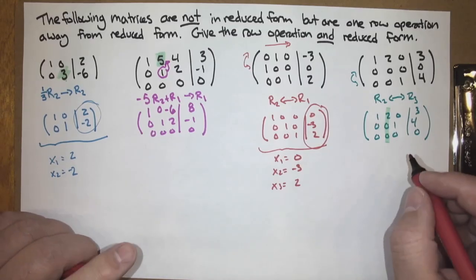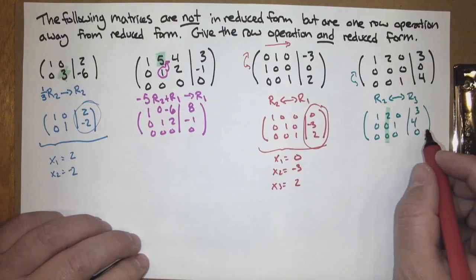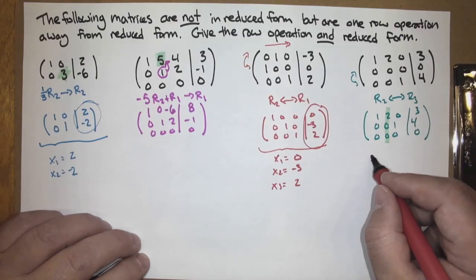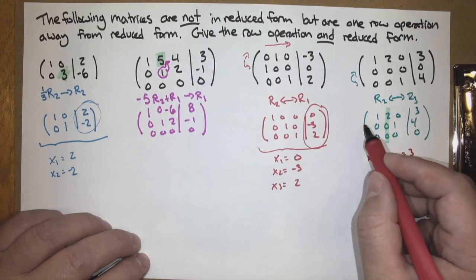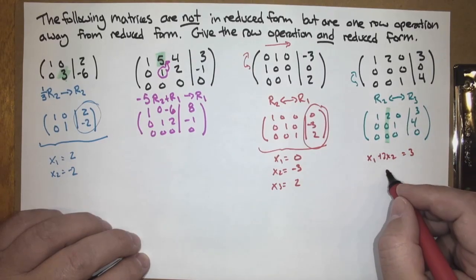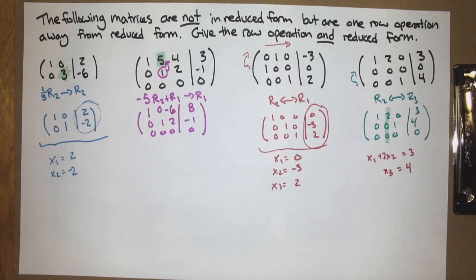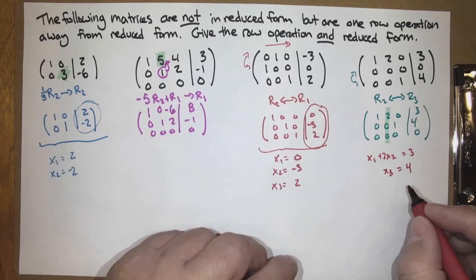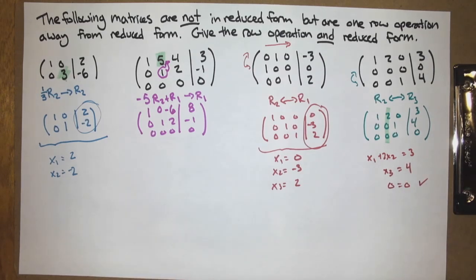And if we write it down, there's two ways to think about this. Let me write it down, first off, literally what the equations say. It says x1 plus 2x2 equals 3. That's the first row. And the third row says x3 equals 4. And the last row says 0 equals 0. Now, don't worry, 0 is always equal to 0. Because of that, we oftentimes skip writing it down.